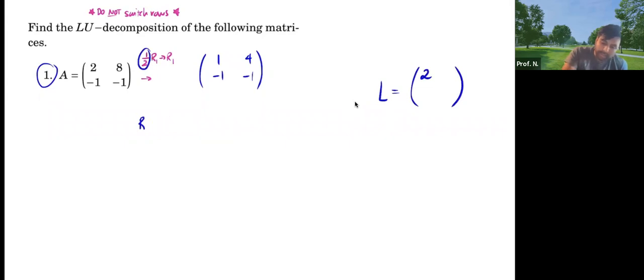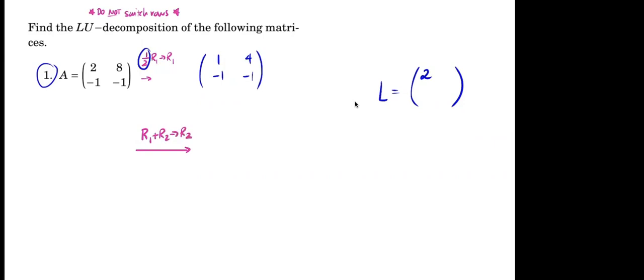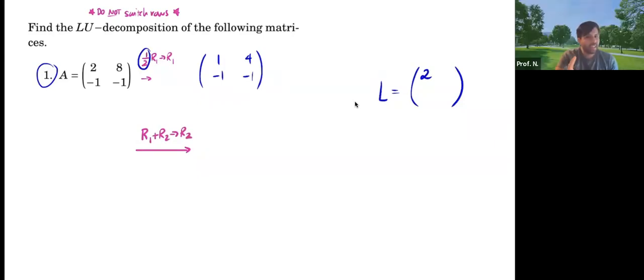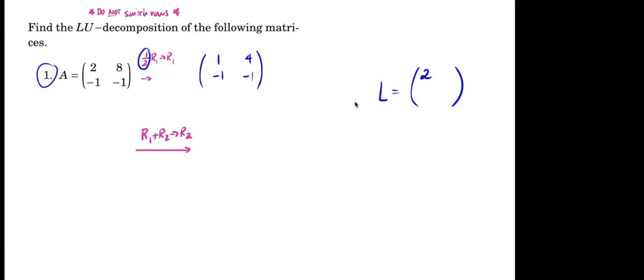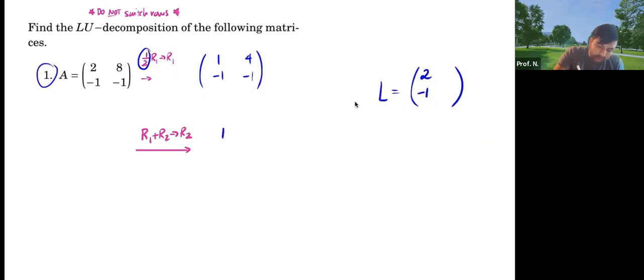I should write this in a different color here. So we do R1 plus R2 into R2. So then this would give us a 1, right? This would give us a -1, because we're doing the opposite, -1. And then this becomes 1, 0. This is 4, right? And then this becomes 3, correct? But I want the diagonals of my U to all be 1. So I have to do one more step.